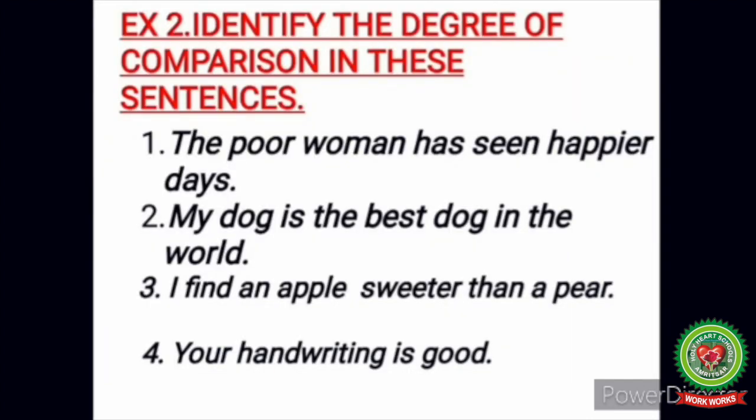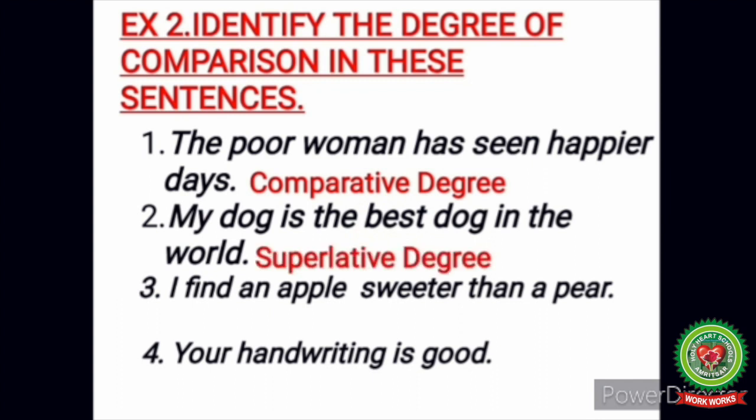Now let's do the next exercise. Identify the degree of comparison in these sentences. Number 1. The poor woman has seen happier days. Now in this sentence, happier is an adjective. It is ending in IER, so it is a comparative degree. Number 2. My dog is the best dog in the world. Now in this sentence, one dog is being compared with all the other dogs in the world. Best here is an adjective, so it is a superlative degree.